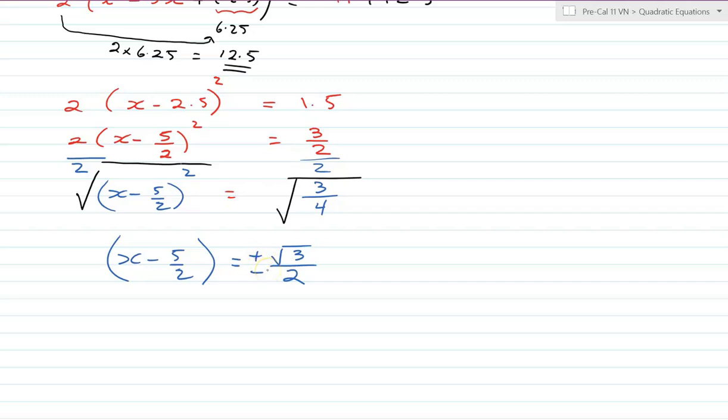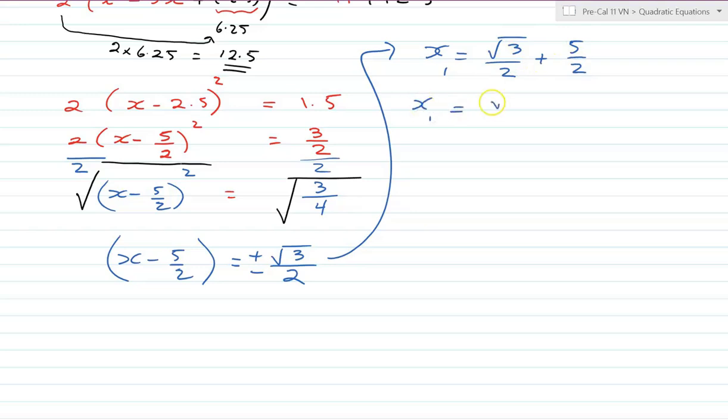Excellent. So what are the 2 options? Here it is. I'm going to bring it up here. So the first one, x1 is equal to, let's take the positive square root of 3 over 2, and then that would be plus 5 over 2. Just polish that. So that would be root 3 plus 5 divided by 2.